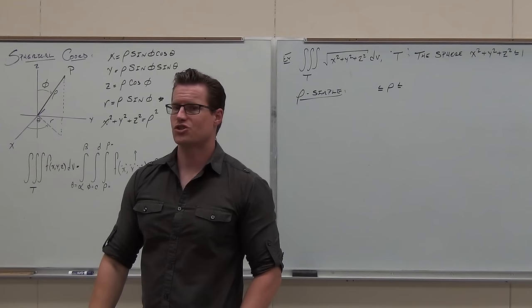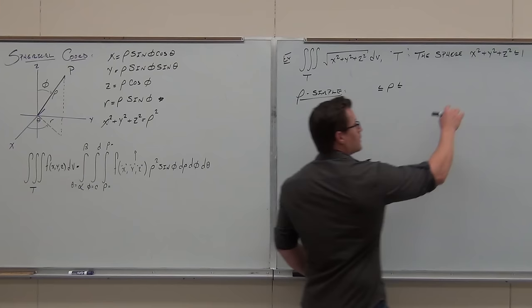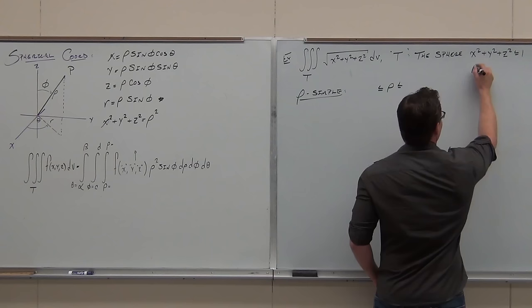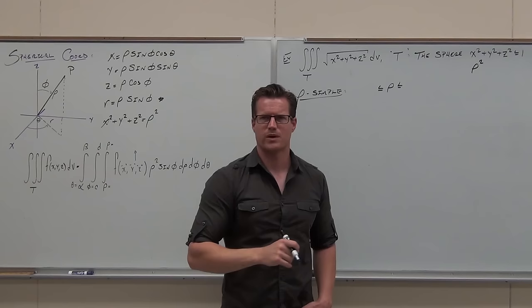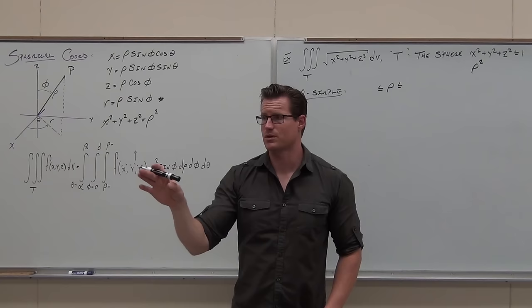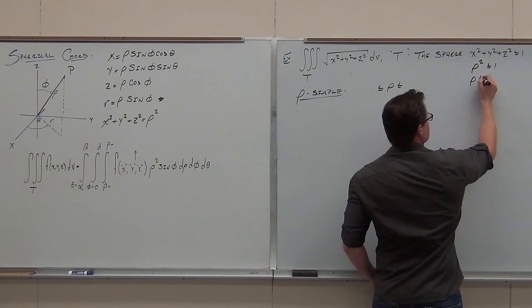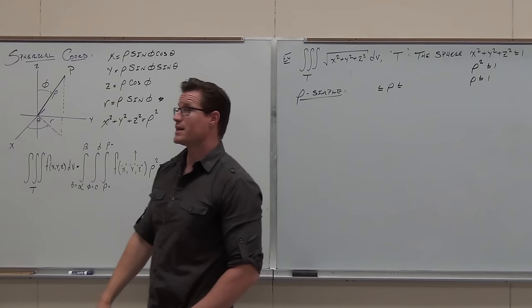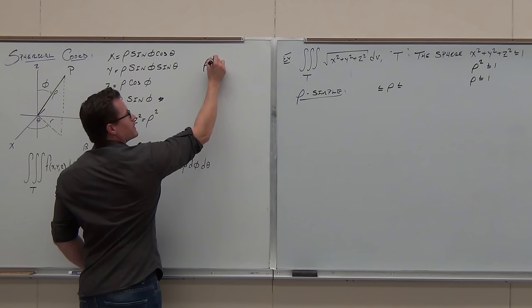Well, let's see if we can do it. Hey, how much is that? Rho squared. Love it. You do have to know that, by the way. X squared plus y squared plus z squared is rho squared every single time you see it. Just like x squared plus y squared is r squared, this is now rho squared. So rho squared is less than or equal to 1, or rho is less than or equal to 1. Also, I want you to write this down right now: rho is always positive. Always.